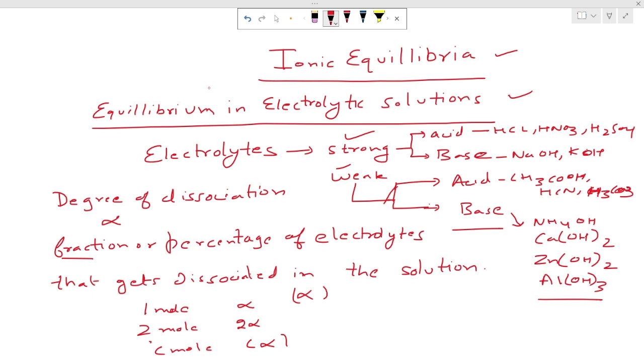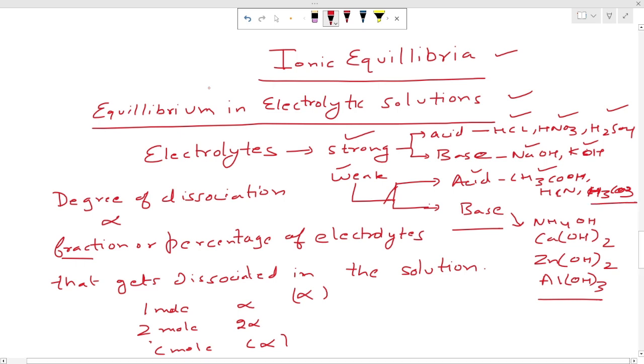So if we talk about the strong electrolytes, salts are generally considered to be strong only. We can categorize strong acids: HCl gets completely dissociated in the solution. HNO3, H2SO4, phosphoric acid, these are strong electrolytes, they get completely dissociated in the solution. Among bases we have NaOH, KOH, which also get completely dissociated in the solution. Examples of weak electrolytes: weak acids include acetic acid, HCN, hydrogen cyanide, and carbonic acid, H2CO3. All these are weak acids. Examples of weak bases are ammonium hydroxide, calcium hydroxide, zinc hydroxide. So these are the examples of weak bases.